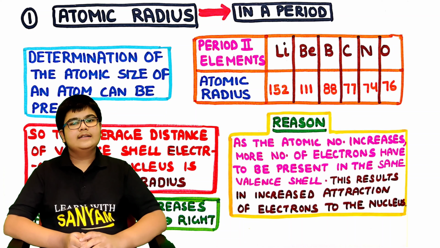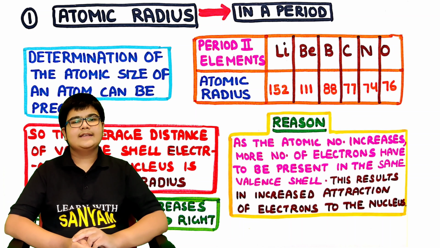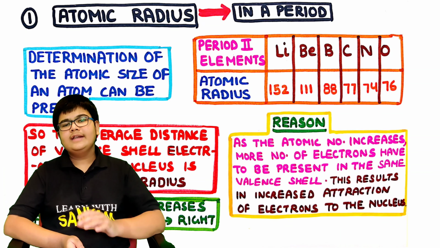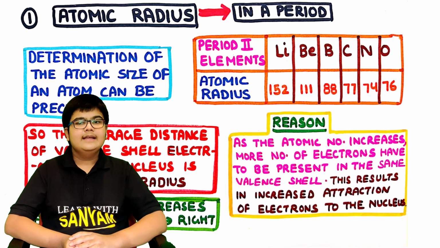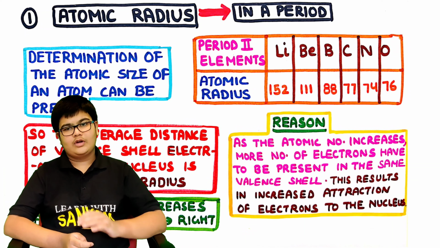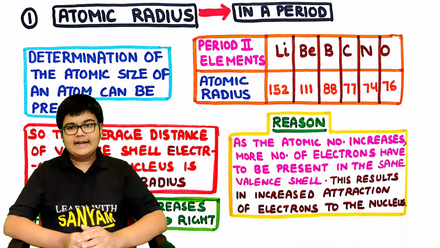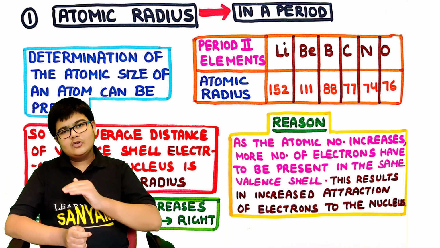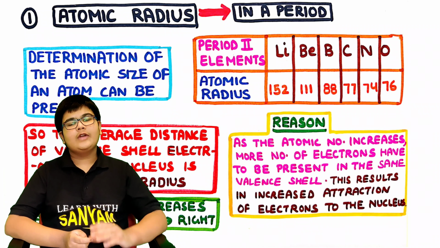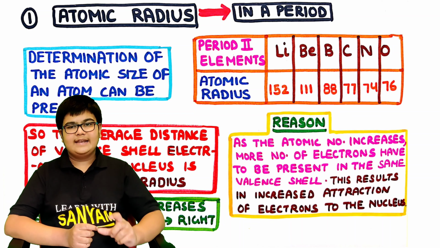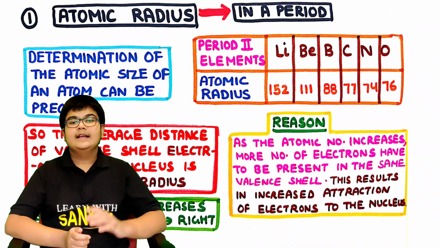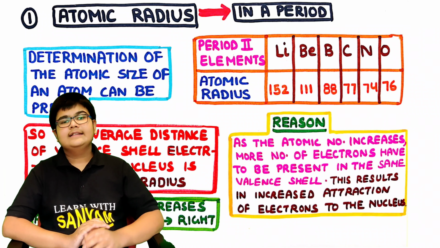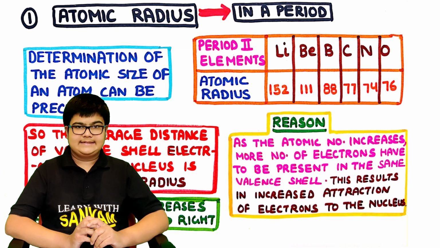We know that the atomic radius of lithium is 152, beryllium 111, boron 88, carbon 77, nitrogen 74, and so on. So you can see that the general trend is that atomic radius is reducing as we move from left to right. As we move from lithium to oxygen, the atomic radius is reducing. Now let's see the reason why this trend takes place.